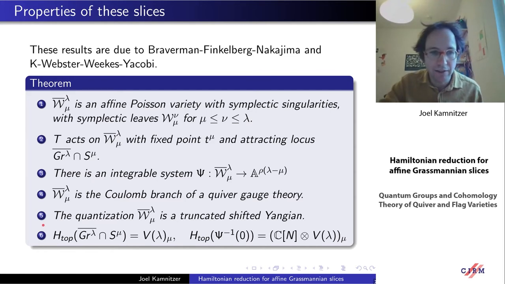Now on to point five. The affine Grassmannian slices, I mentioned, are a Poisson variety, so their coordinate rings are a Poisson algebra. So it makes sense to consider quantizations: non-commutative algebras whose associated graded is isomorphic to this coordinate ring, and where the Poisson structure measures the first order non-commutativity of the algebra. By work of Kaledin, Bezrukavnikov, and Losev, any affine Poisson variety with symplectic singularities has a quantization, in fact a canonical family of quantizations. And in our case, for these affine Grassmannian slices, we can explicitly describe these quantizations, and they're algebras that we call truncated shifted Yangians.